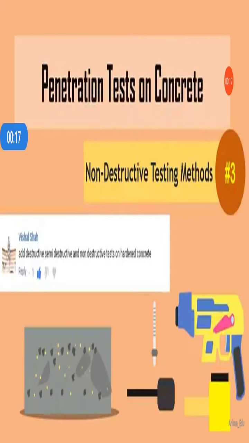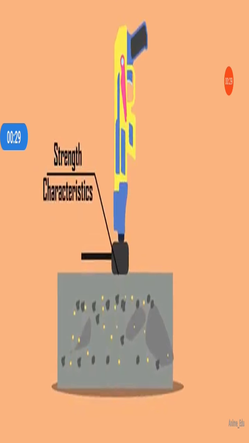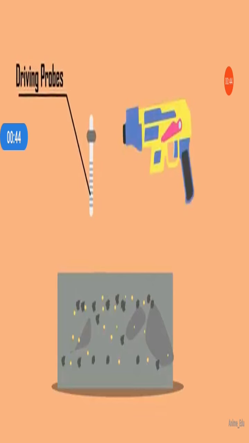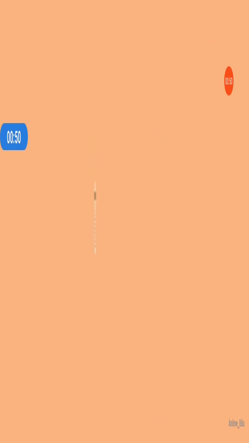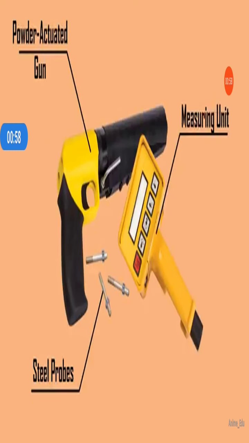Penetration tests on concrete. Penetration resistance methods are aggressive NDT procedures that are used to determine the strength properties of concrete. This method is done by driving probes into concrete samples using a uniform force. The most commonly used penetration resistance method is the Windsor probe system. The system consists of a powder-actuated gun, which is used to drive hardened alloy steel probes into concrete structures, and a measuring unit.